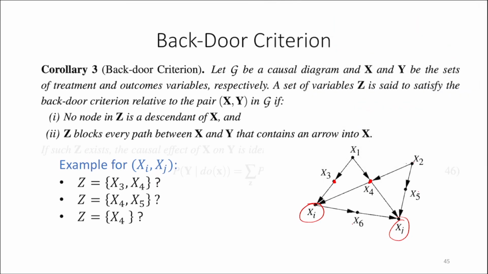If I want to go from X to Y, I cannot go this way because this is blocked. I cannot go this way because this is blocked. So what about here? I can pass through here because this is the V structure. See that there's a V structure here. And if I want to pass through, this is blocked here. So this set satisfied the backdoor.